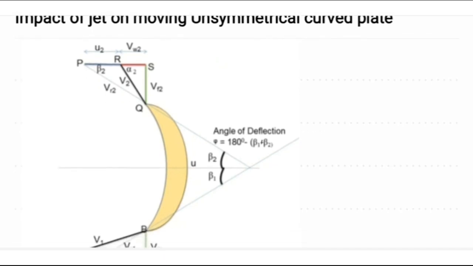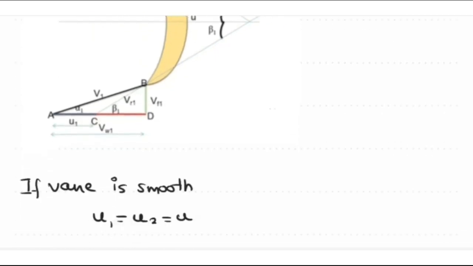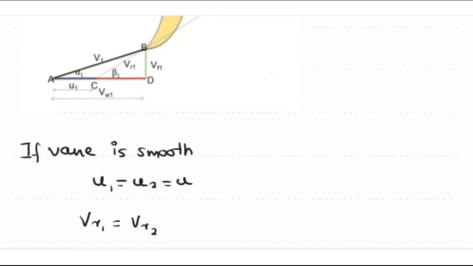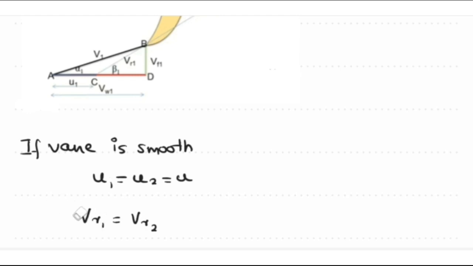We will assume here that the curved plate is smooth. So U1 will be equal to U2 is equal to U, that is, the velocity of the plate at inlet is equal to that at outlet. Both are the same, equal to U. And the relative velocities Vr1 and Vr2 at inlet and outlet are the same. Relative velocity is the velocity with which the jet strikes the moving curved plate.